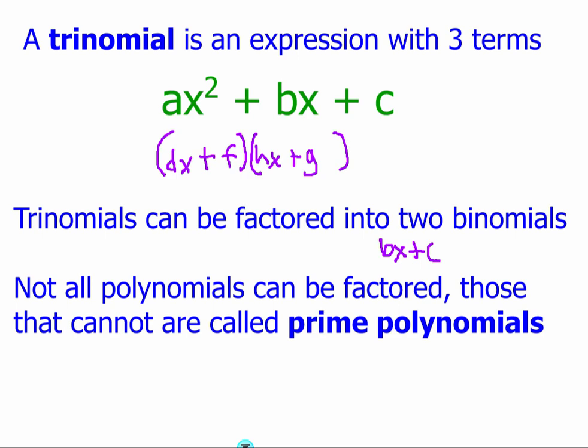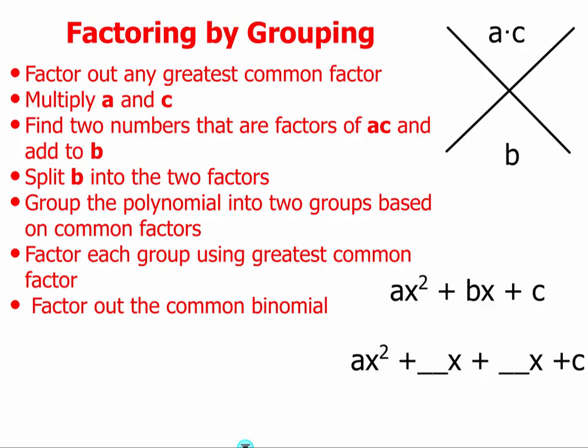All right, there are a lot of different ways to factor, and for this class we're going to be talking about factoring by grouping. So this method works like this. Our first step is going to be to factor out any greatest common factor that our trinomial might have. Then we take the coefficient of our first term, a, and our last term, c, and we multiply them together. And what we're trying to do is find two numbers that multiply together to get ac, and add to get b, our middle term.